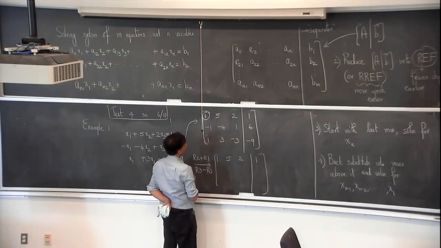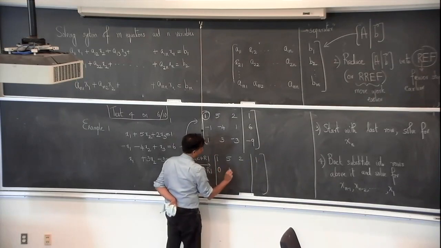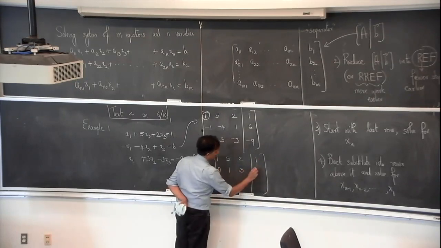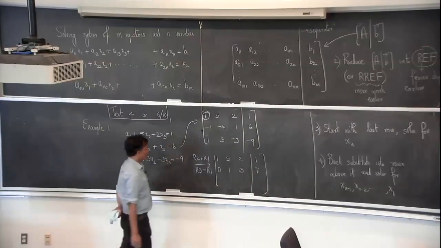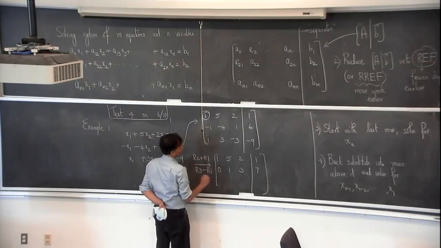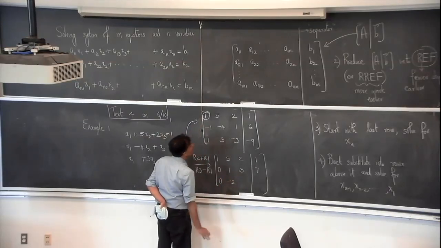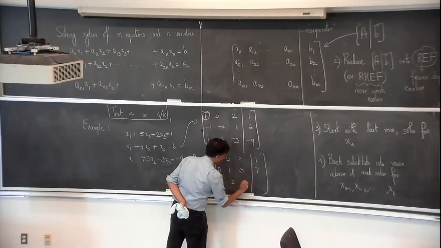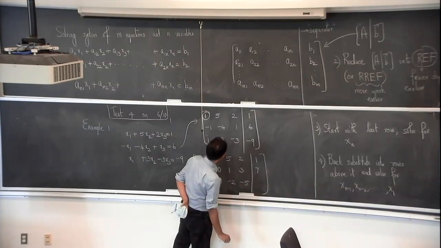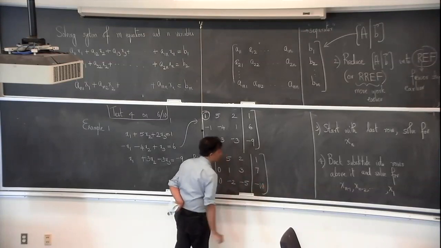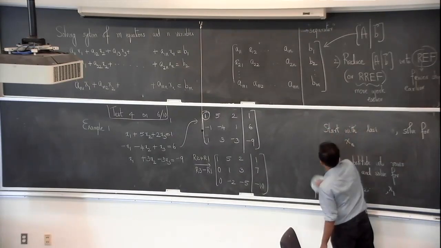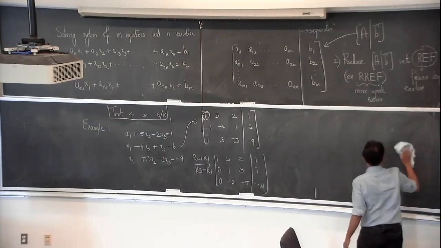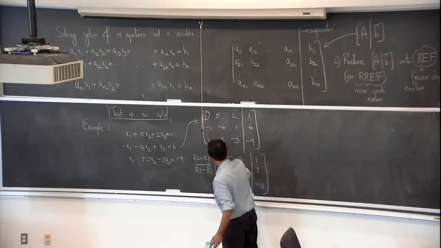R2 plus R1 would be 0, 1, 3, 7. Not asking you what they are because you're just adding numbers. And R3 minus R1 is 0, -2, -5, and -10. Good, so made some progress there. We got a 1 there, 0 here, 0 here, and a 1 there.